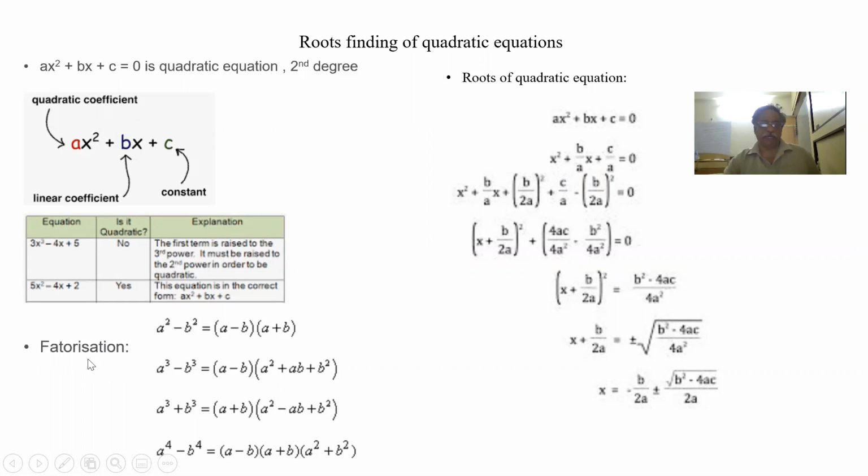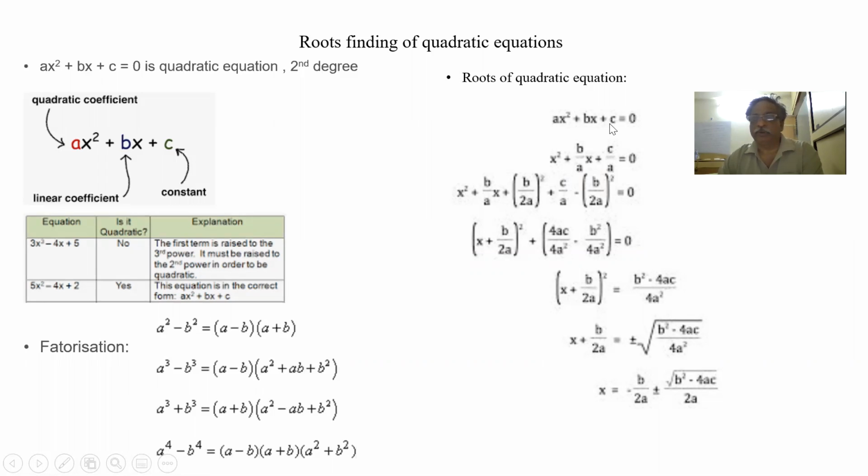Let us recall our factorization: a plus b into a minus b is a square minus b square. Because we are going to use these in solving quadratic equations. A cubed minus b cubed is a minus b into a square plus ab plus b square, and a cubed plus b cubed becomes a plus b into a square minus ab plus b square. A to the power 4 minus b to the power 4 is a plus b into a minus b into a square plus b square, which becomes a square minus b square, so a to the power 4 minus b to the power 4. Some factorization is recap. We are just revising what we have learned.